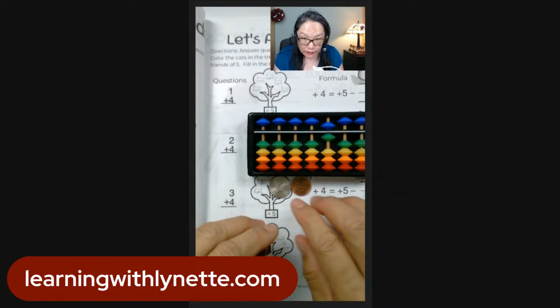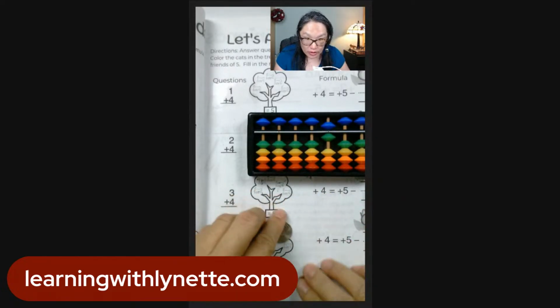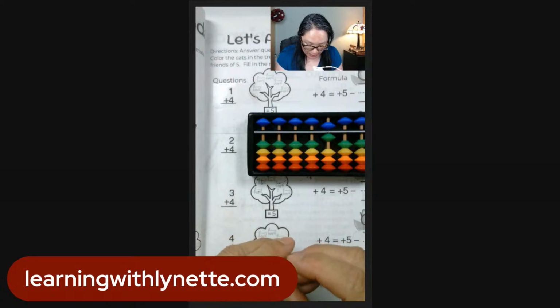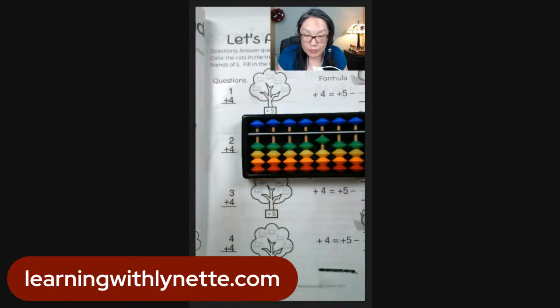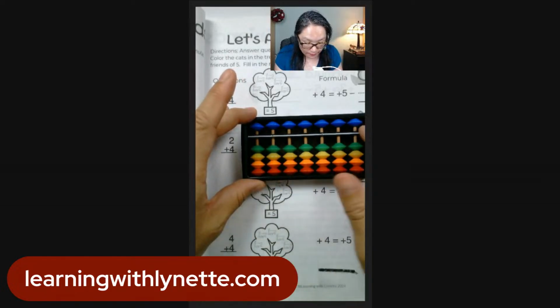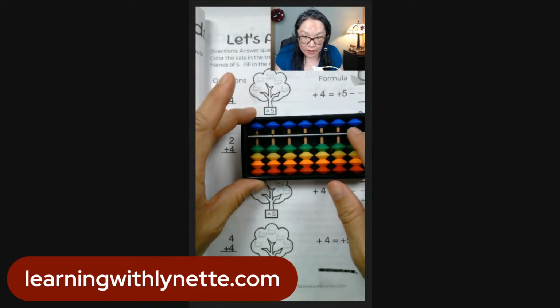So let's do a little review on how to read the abacus. What we're going to do is we're going to understand how to read the abacus. To read the abacus, every bead needs to touch the horizontal bar. This is the horizontal bar. So yeah, it all makes sense.